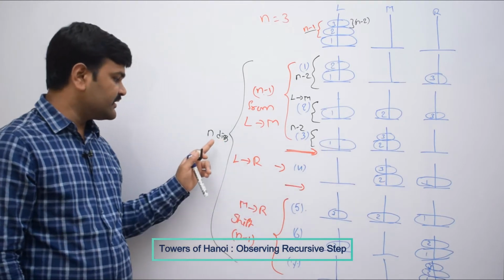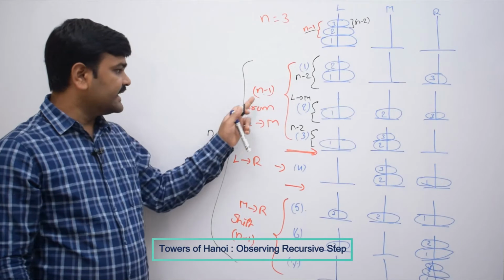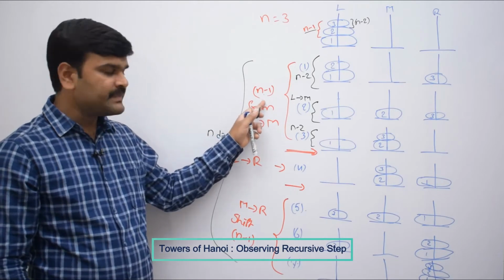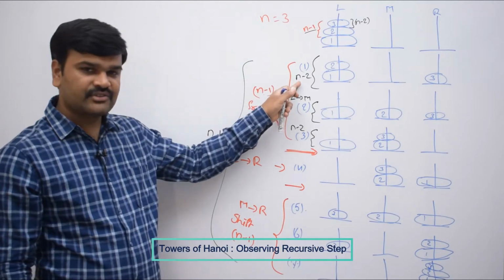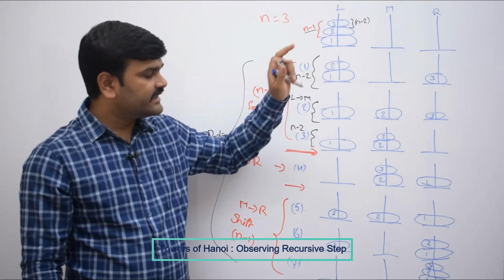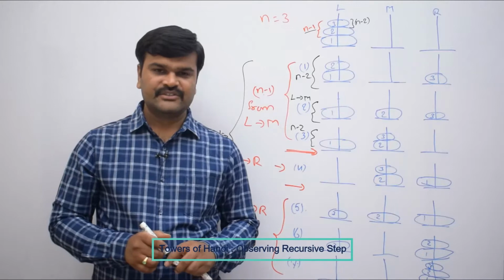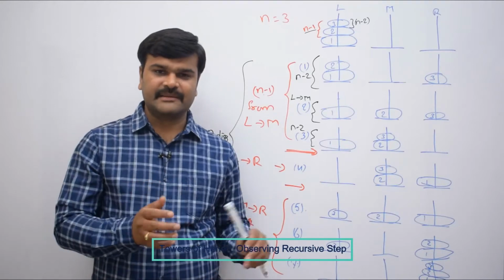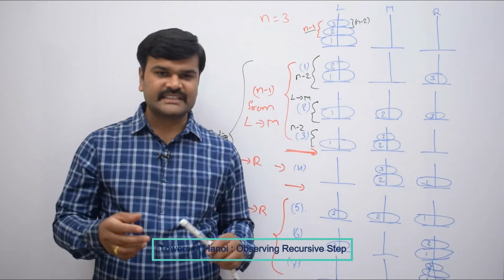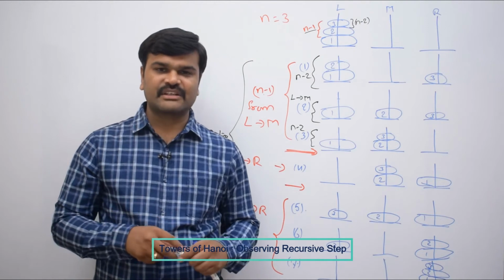So here, if you observe, first n disks, and then n minus 1 disks you have to shift, and then n minus 2 disks you have to shift, and so on till you don't have any disk left to shift. So this is the recursive step in this game. So now let us see its actual code.